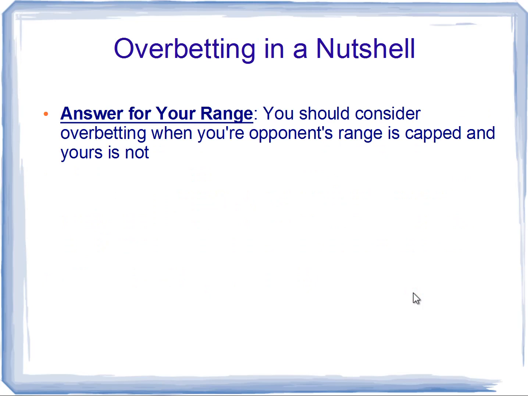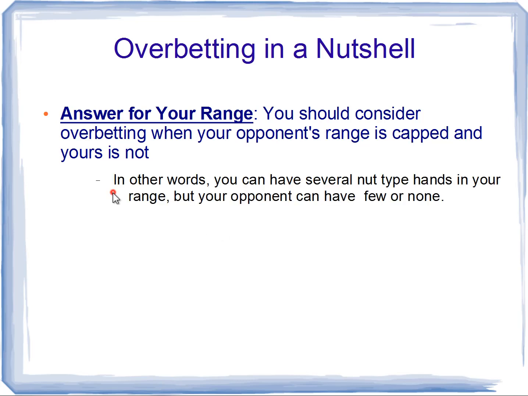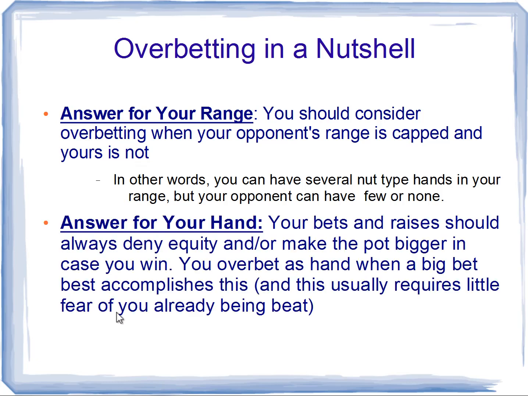All right, so overbetting in a nutshell, we're not going to spend too much time on this: for your range, you're going to want to consider overbetting when your opponent's range is capped and yours is not. In other words, you can have several nut type hands in your range, but your opponent can have few or none. It's okay if they can have a couple combinations of the nuts, but for the most part, you're really not going to consider overbetting unless your opponent's range is capped. That's usually going to happen after you bet on a relatively wet board texture and then the turn or the river card comes blank. That's why you almost always see overbets on the turn and the river, and very, very rarely on the flop. Pre-flop going all in doesn't really count as an overbet. All right, answer for your specific hand.